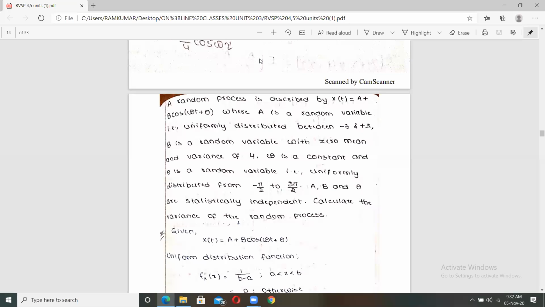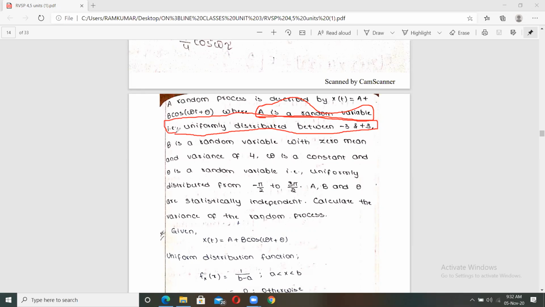Okay, a random process is described by x of t equal to A plus B cos omega t plus theta, where, this is also a previous paper problem, A is a random variable. Please remember here in this problem A is a random variable, that is uniformly distributed between minus 3 and plus 3.